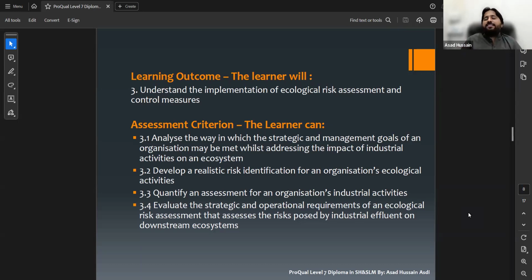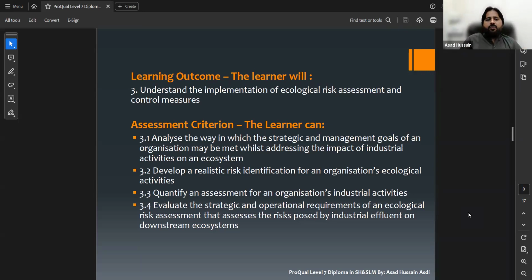So it is all about discussing that you have to provide evidence that you have performed a risk assessment in which you have realistically identified the risk. About what? About the organization's ecological activities. So any evidence which confirms that you have performed any risk assessment which identifies the organization's ecological activities risk will be enough to support this assessment criteria 3.2.